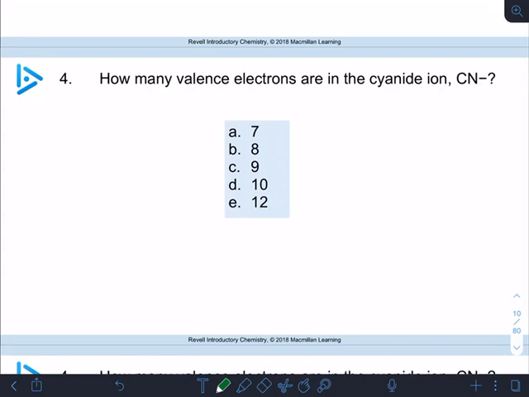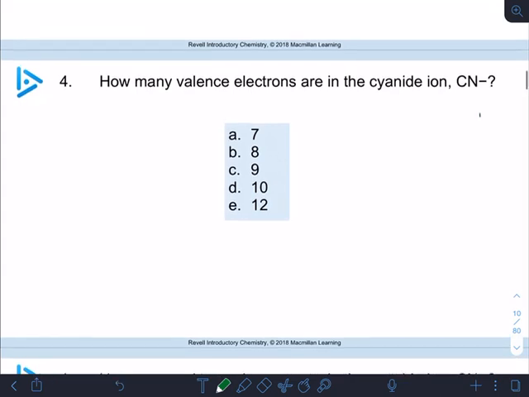Okay. So moving along here. Again, reminding you to give me a pause when we get to these questions so that you can figure things out. Now, when we have ions, so for example, CN minus, right?